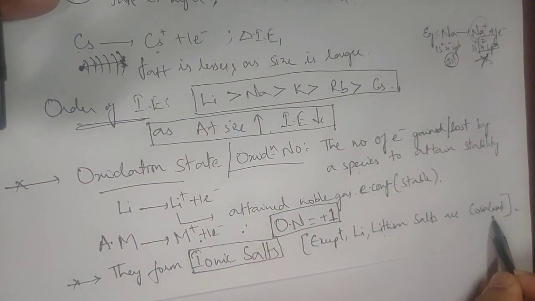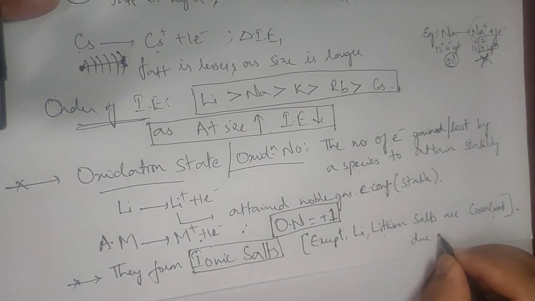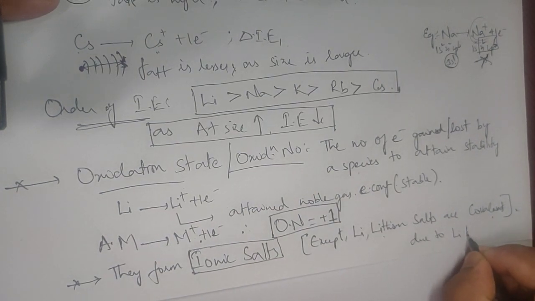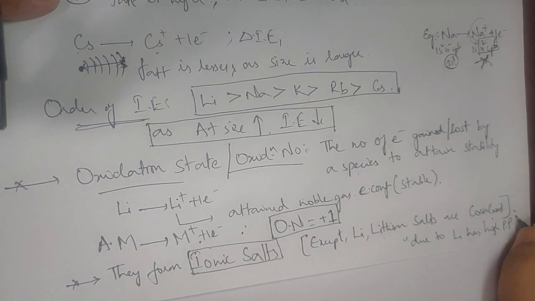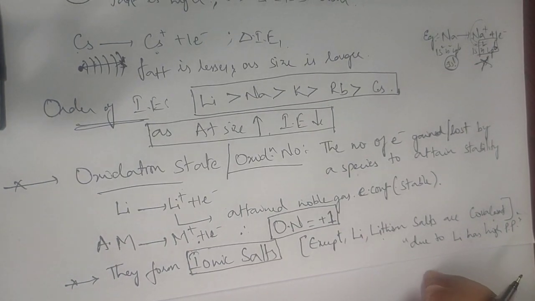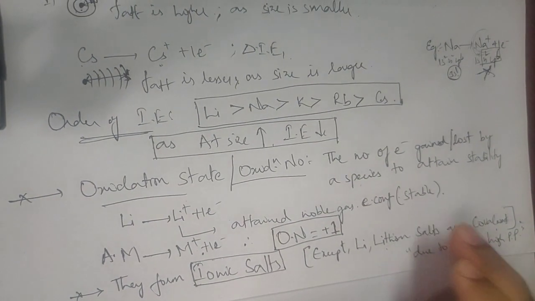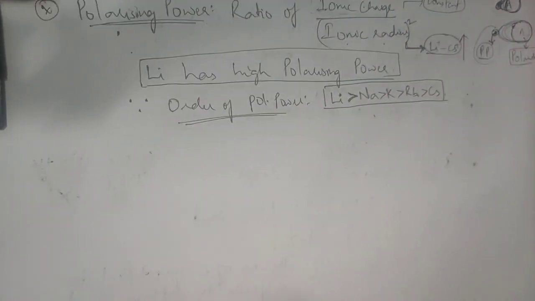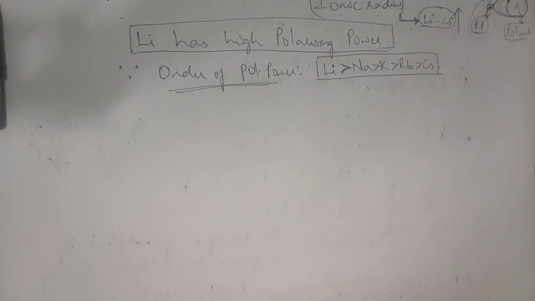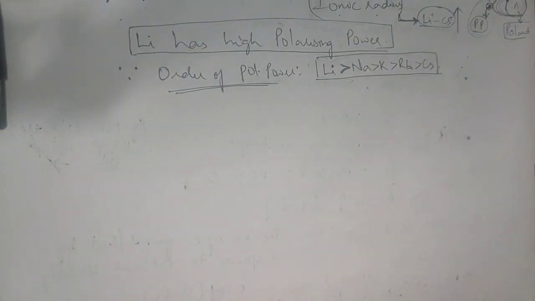So that's the reason we have observed that lithium salts are covalent in nature, because lithium has high polarizing power. I hope you understood. If not, pause it, rewind it, and then study it. Moving ahead. On the whole, we understood that polarizing power plays a key role with respect to the compounds formed by the metals. The same reason you can also use to explain beryllium's case.